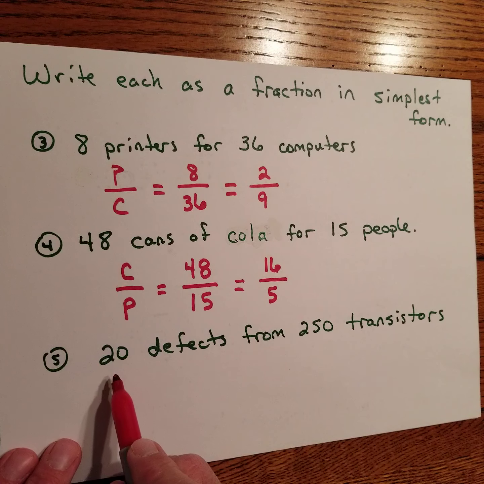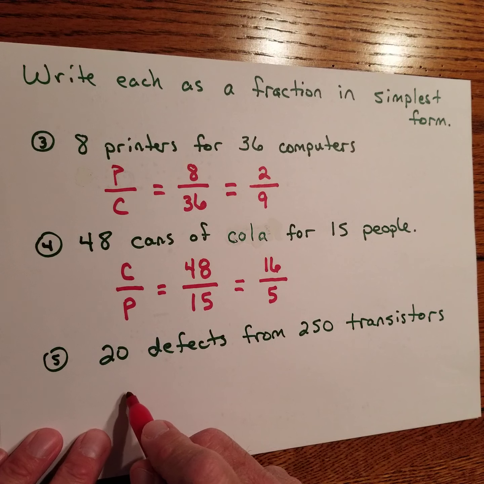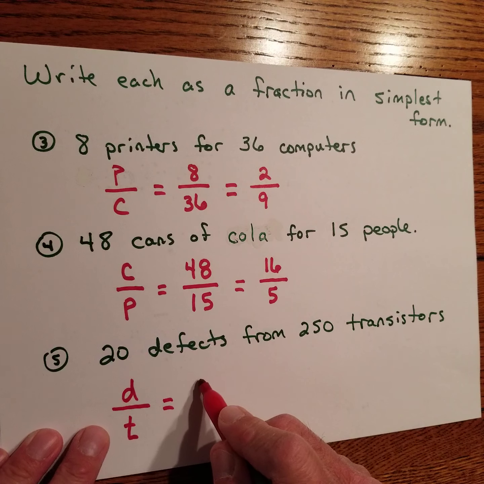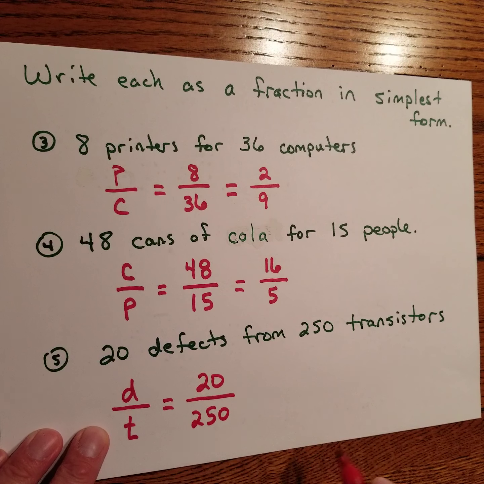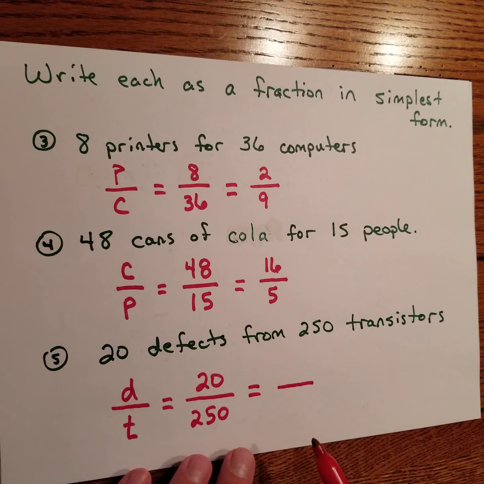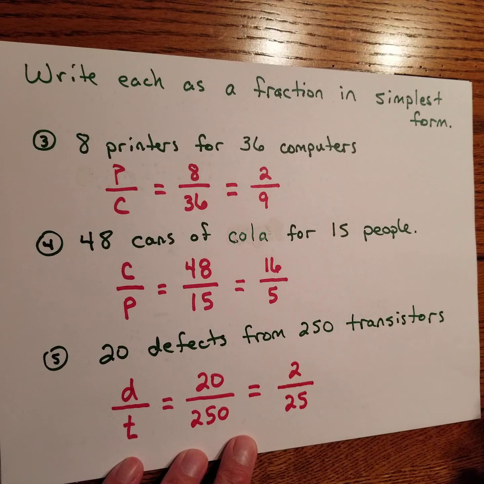Number 20. In a quality control problem, you find 20 defects from 250 transmitters. We're comparing defects to transmitters. There were 20 defects out of every 250. Now let's reduce. Since both of these end in 0, I can certainly divide them each by 10. Divide by 10, divide by 10. There's my final ratio. And what it says is that 2 out of every 25 transistors are defective.